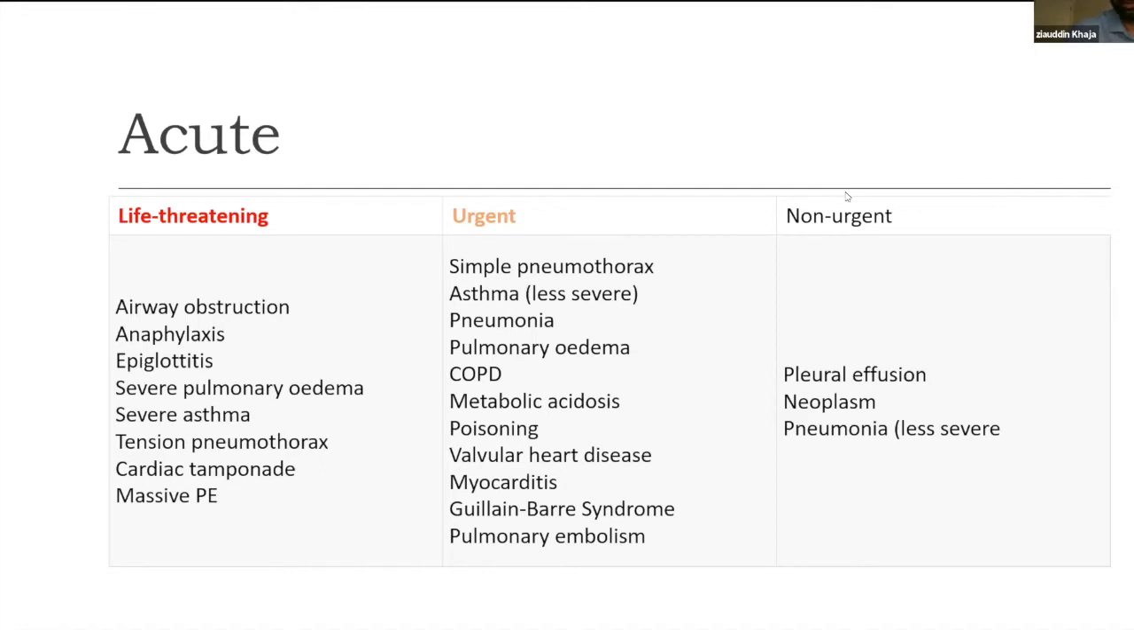And non-urgent would be your pleural effusion. Again, it depends on how much distress it is causing, if it needs to be drained right away. And yeah, neoplasm, any cancers and pneumonias.